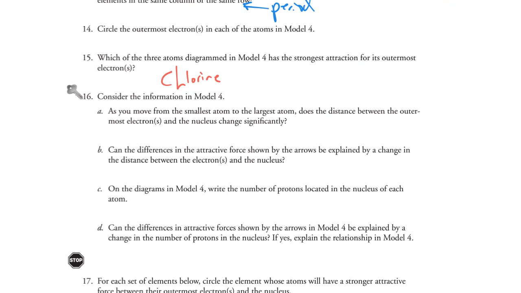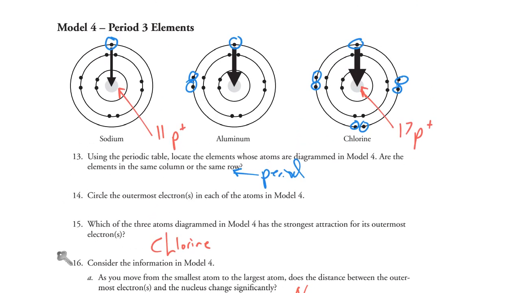All right. As you move from the smallest atom to the largest atom, does the distance between the outermost electrons and the nucleus change significantly? No. They're all part of the same shell, is how we can think about that. Can the differences in the attractive forces shown by the arrows be explained by a change in the distance between the electrons and the nucleus? No, because they're all the same. I actually didn't even notice that the arrows were different widths. Yep, and that confirms what I said up here. It's definitely chlorine. It's got the widest arrow there.